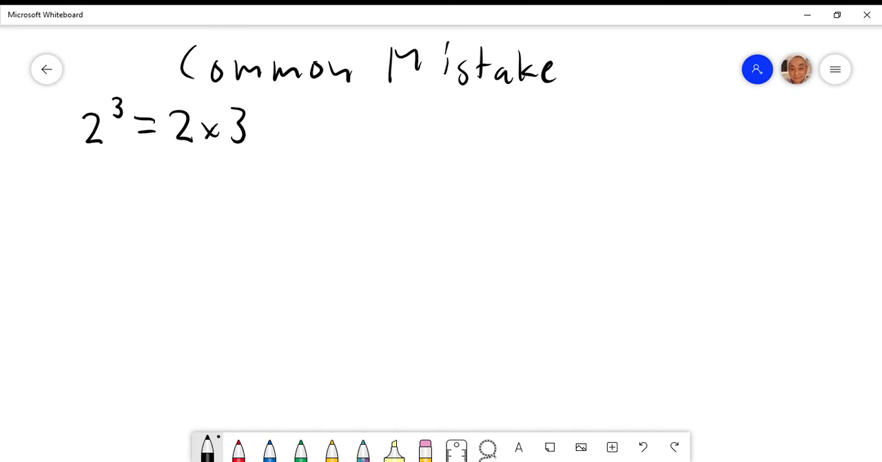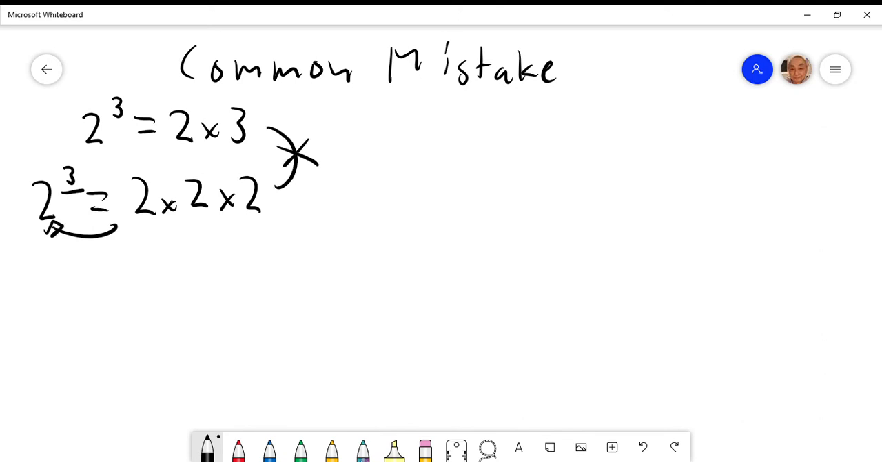You see, because 2 to the power of 3, we know, is actually just 2 times 2 times 2. Because the exponent is 3, and the base is 2. Which we already know is not equal. Therefore, this is wrong.